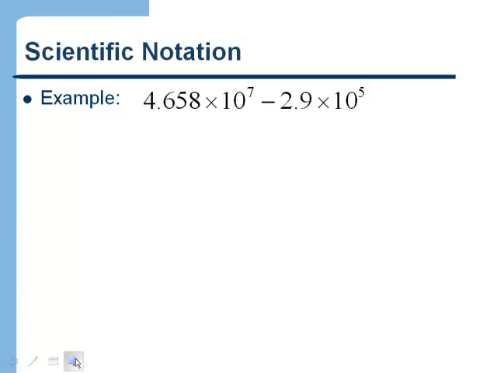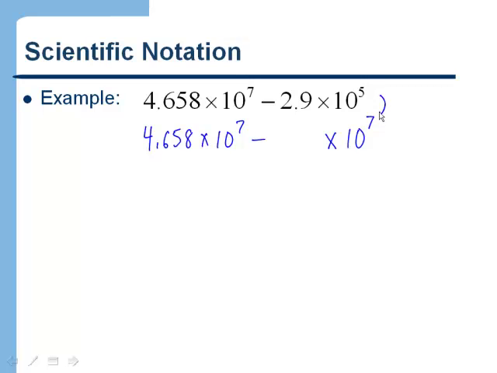Let's take a look at one more example. In this case, I'm going to do a subtraction. So I have 4.658 times 10 to the 7th minus 2.9 times 10 to the 5th. So remember, the first thing I've got to do is take the number that's smaller, or to the smaller power of 10, and convert it to the same power of 10. So I have 4.658 times 10 to the 7th minus something times 10 to the 7th.